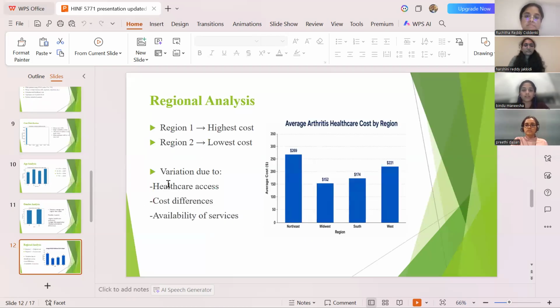And coming to the next slide, we have the regional analysis. From our output, region 1, the Northeast, around $269.1, is the highest. Region 2, Midwest, around $152.5, is the lowest. Region 3, South, is around $174.6, and region 4, West, is around $221.4. So here we can observe that the highest cost is in the Northeast, while the lowest is in the Midwest, showing clearly the regional variation.